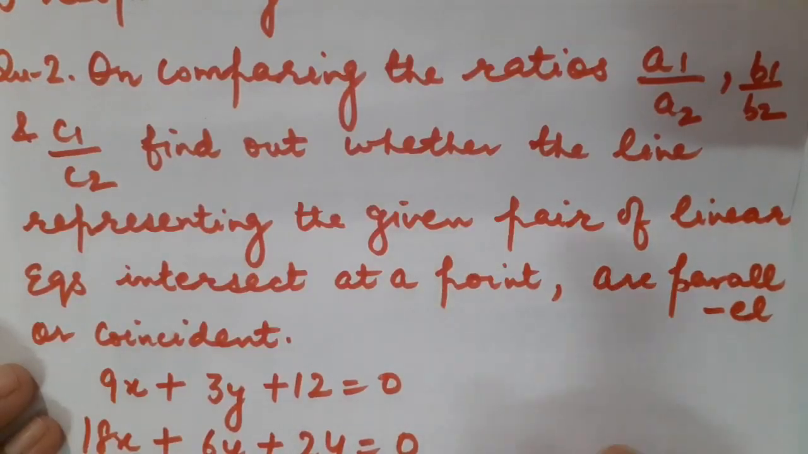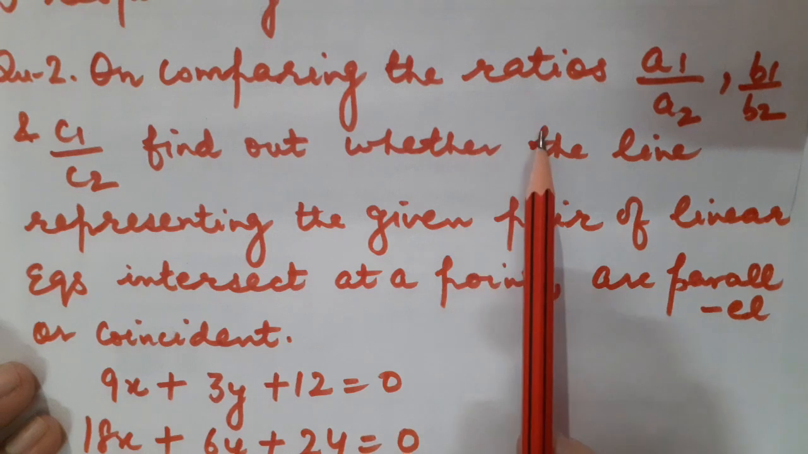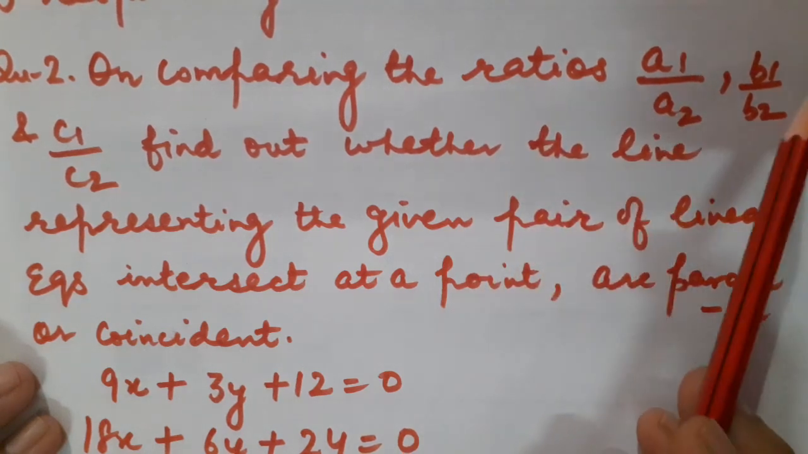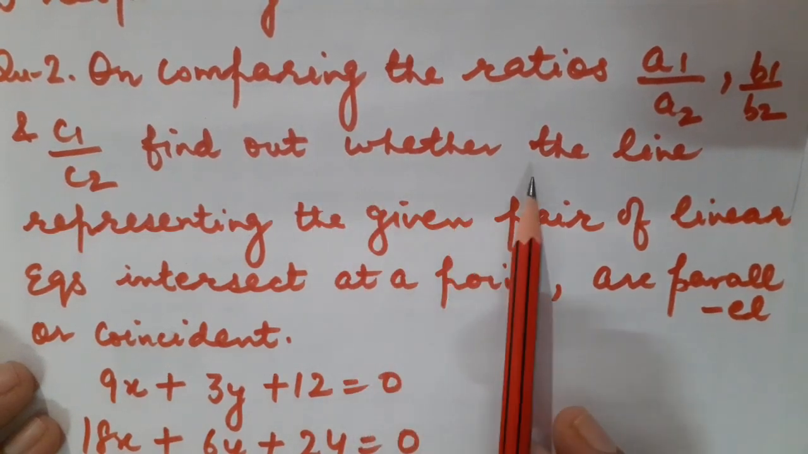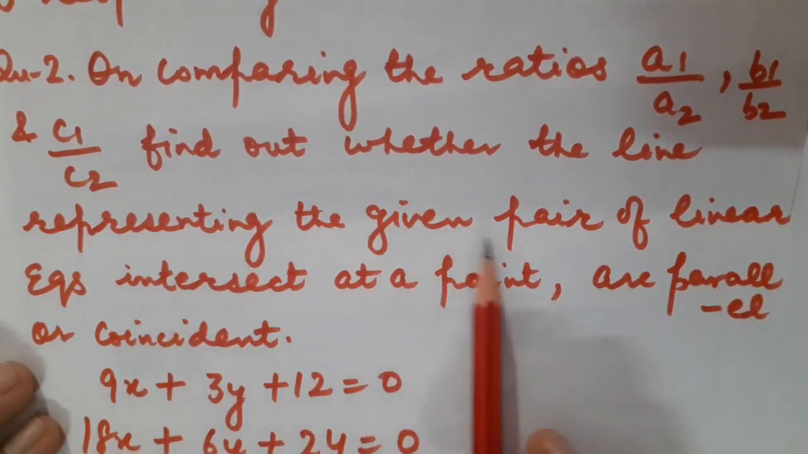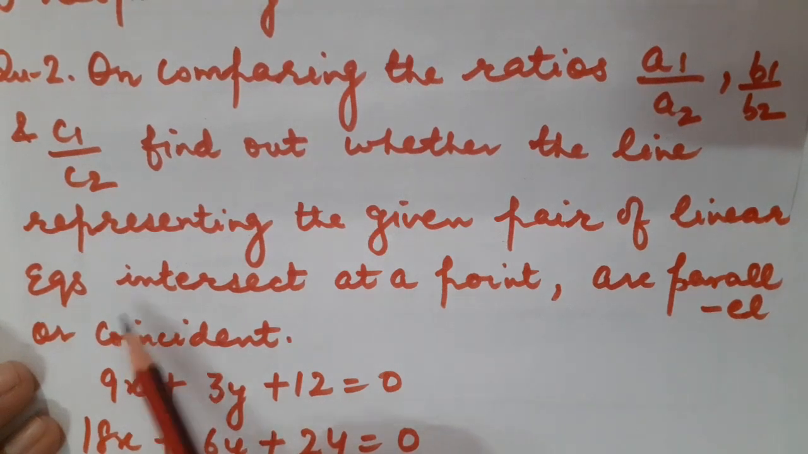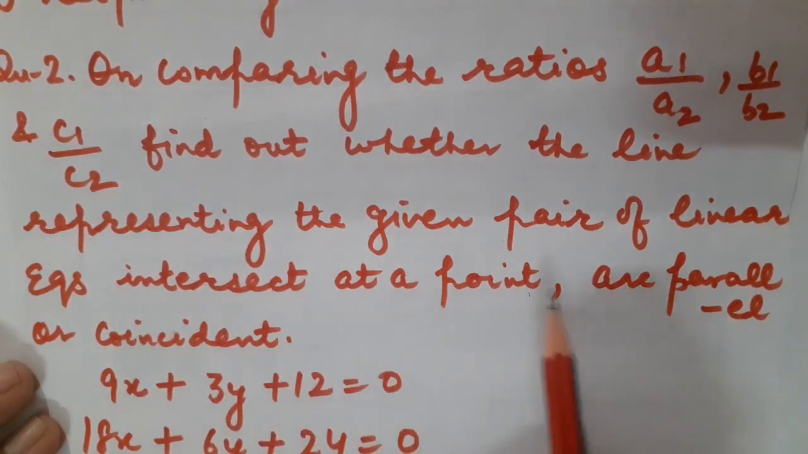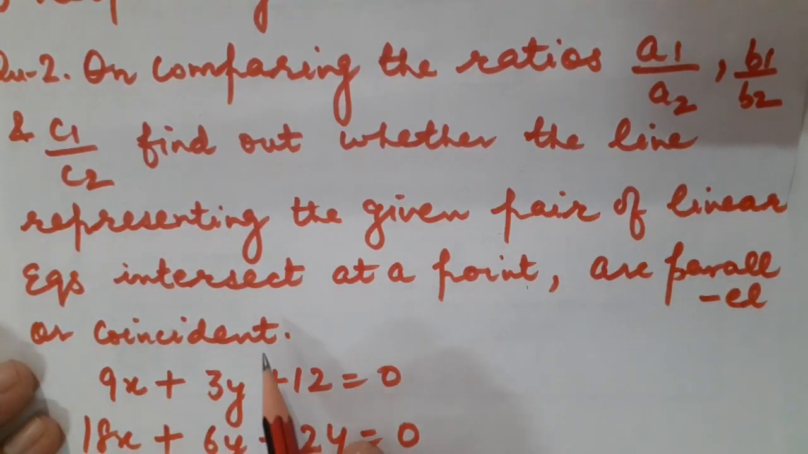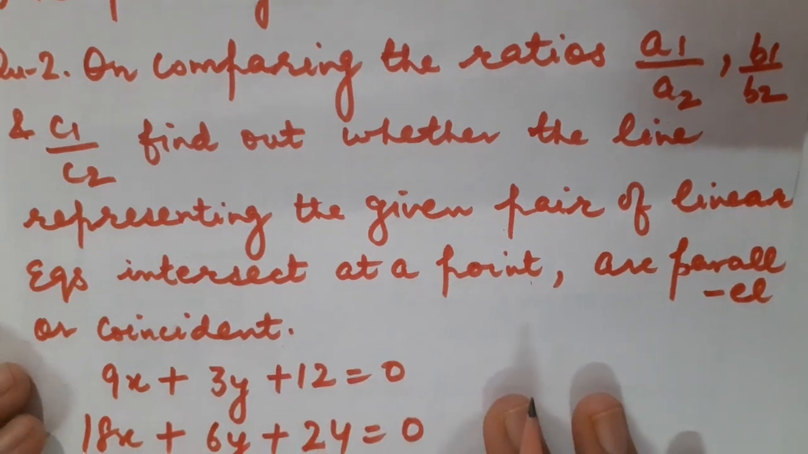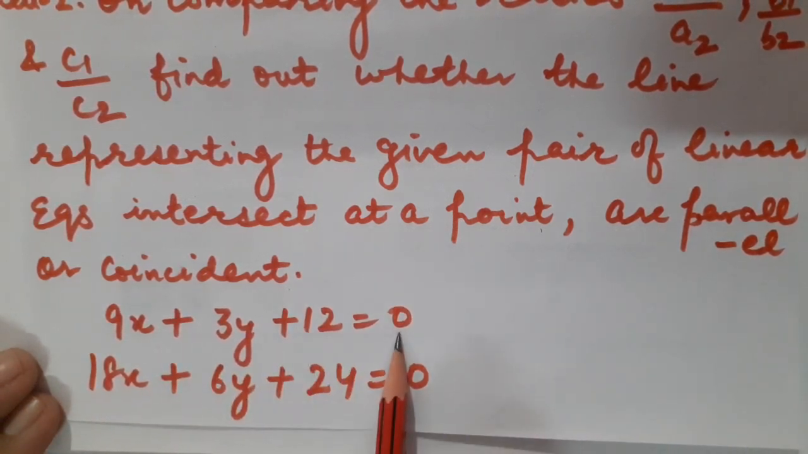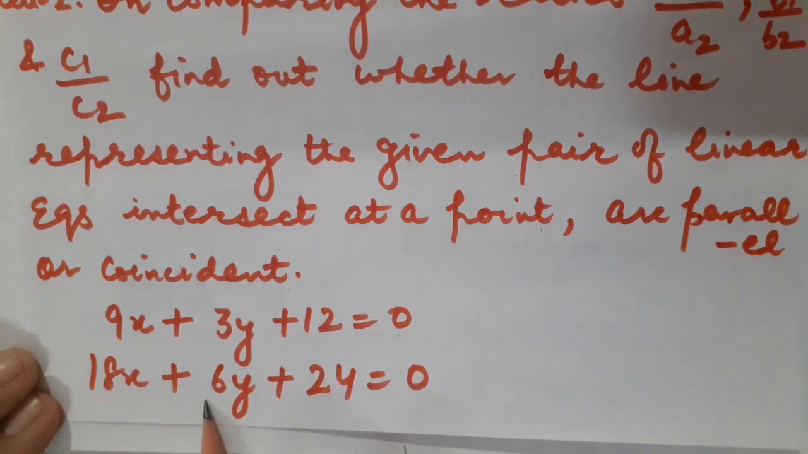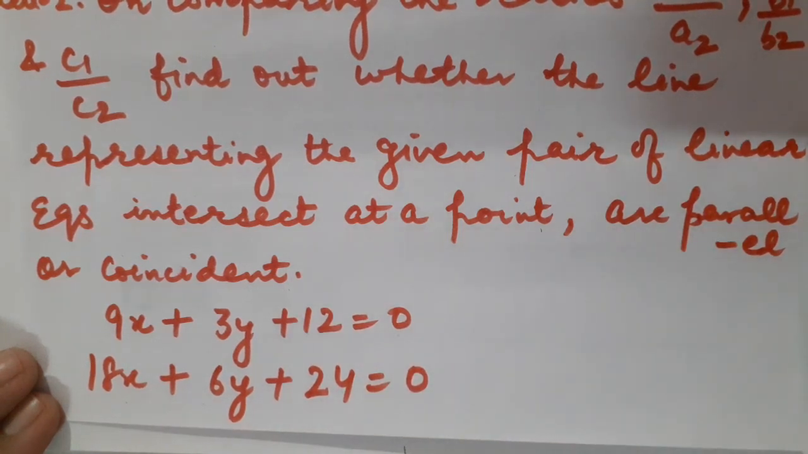Now children, question number 2 is on comparing the ratios, that is a1 upon a2, b1 upon b2 and c1 upon c2. Find out whether the lines representing the given pair of linear equations intersect at a point, or whether they are parallel, or they are coinciding each other. And you will be having this pair of linear equations given, that is 9x plus 3y plus 12 is equal to 0 and 18x plus 6y plus 24 is equal to 0.